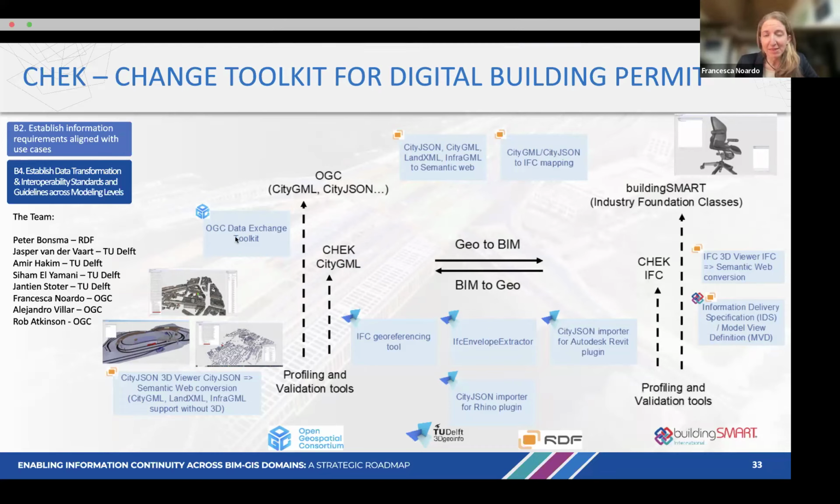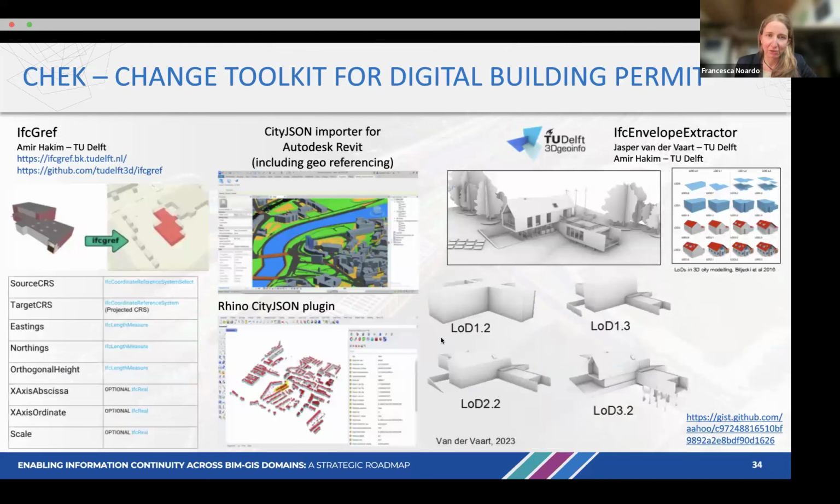And the data requirements and these conversions and transformations are the core of the work package. So you can already see some examples of viewers and software converting one format into the other, including by leveraging linked data, and some tools that are instead working on the geometrical transformation. And these are the ones that I would like to show you because I think that they are among the most interesting parts.